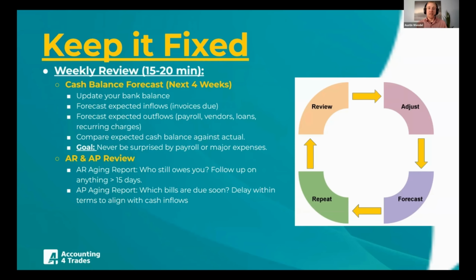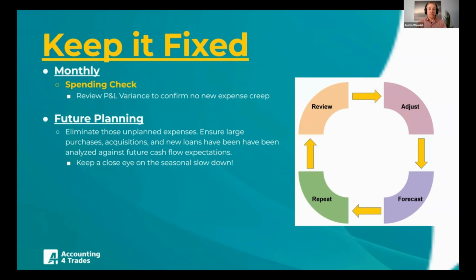And the key here is cash flow. You can fix it once, but you want to continue to make sure it's repeatable and it's predictable. So you want to review it, adjust, forecast, repeat. It's a cycle. You have to continue to do it, make it a habit. And then monthly, again, you get that monthly P&L, check your P&L with the spending, and then future planning. That's back to that 4 to 13 week forecast.